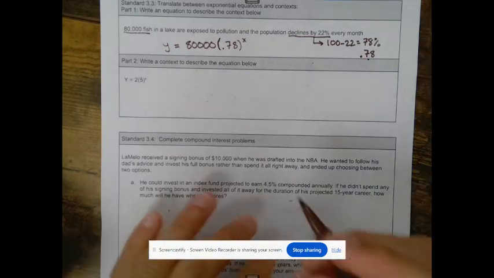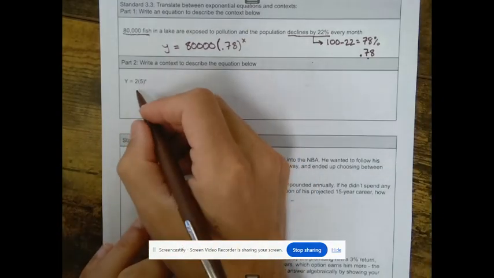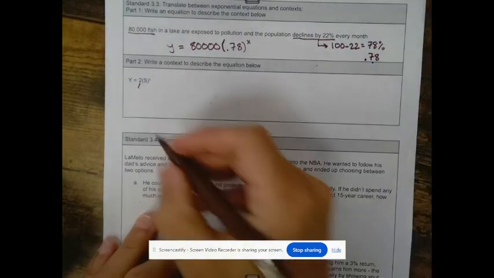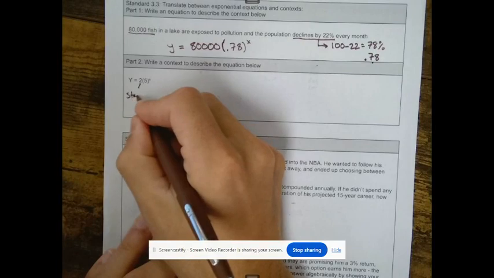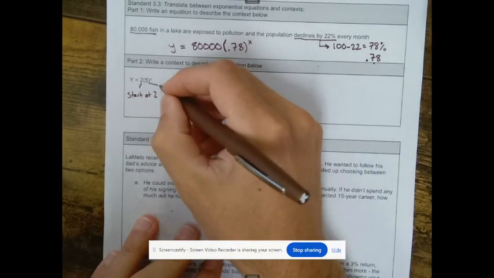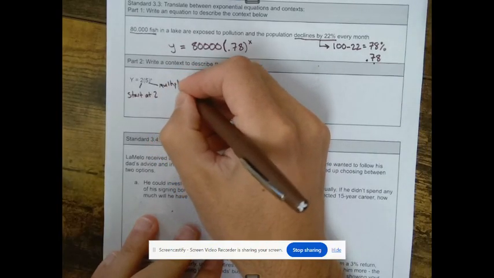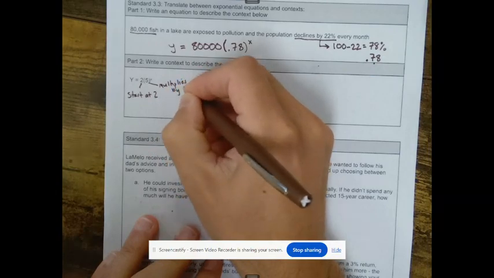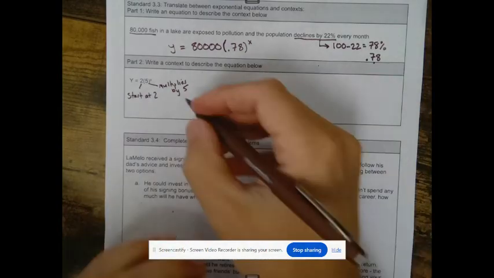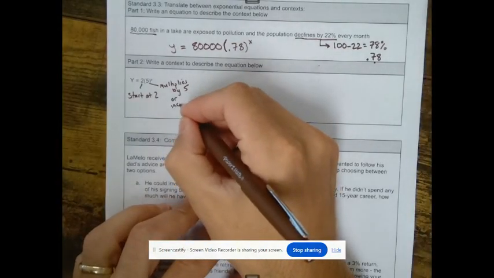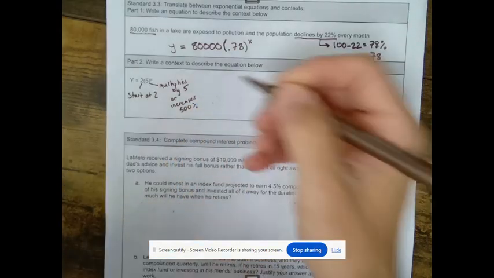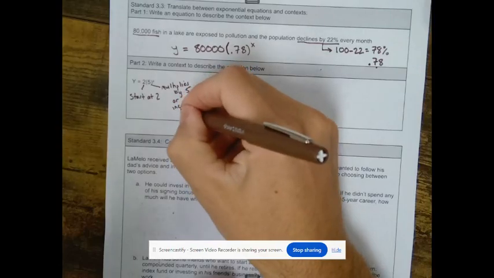For the second one, I've got two parts here. I have my initial value right here, which is 2. So that means our context needs to reference that it starts at 2. And then what happens to it? It multiplies by 5. It quintuples every time. Or it increases 400%, sorry. Increases 400%, right?